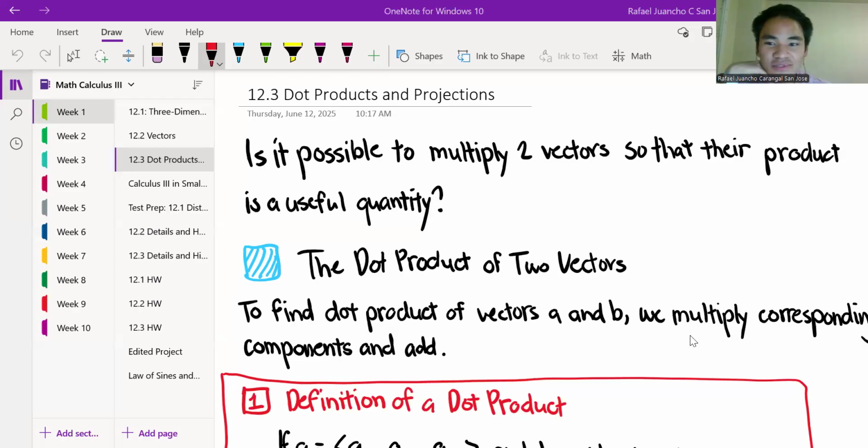Hi guys. So today I'm going to be talking about dot products, which is the next topic. Lately we've been doing vectors. Now we're going to switch to dot products. And basically what dot products are is you have two vectors, and you're basically getting their product.